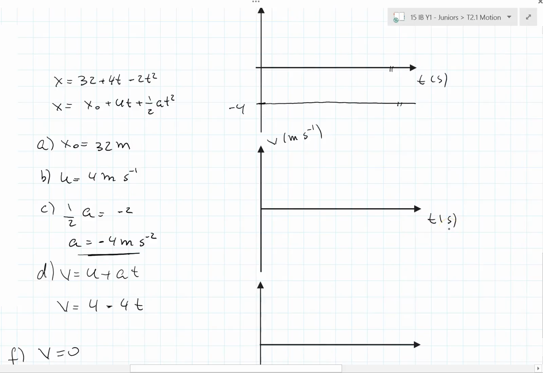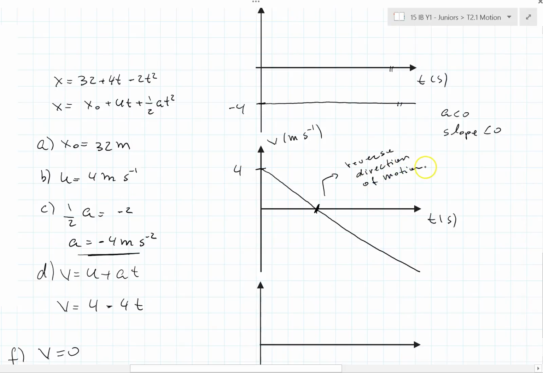Next graph is going to be my velocity in meters per second versus time in seconds. And then my velocity graph will start at my initial velocity 4. And basically, because I have here a negative acceleration, my velocity graph should have a negative slope as well. So I'm going to have a graph that basically is doing this. This intercept here, the horizontal intercept, remember, is the point where you will reverse direction of motion. And we have already calculated this happens at 1 second.